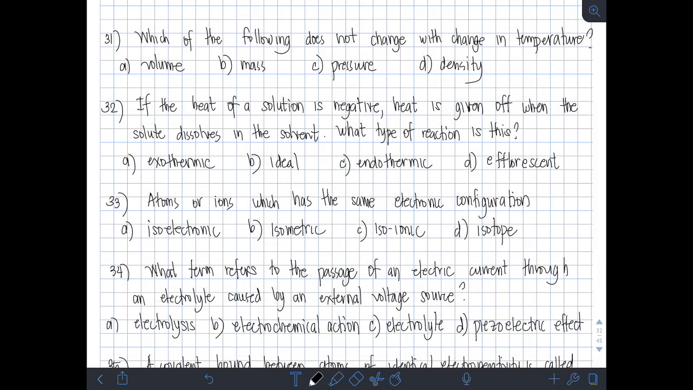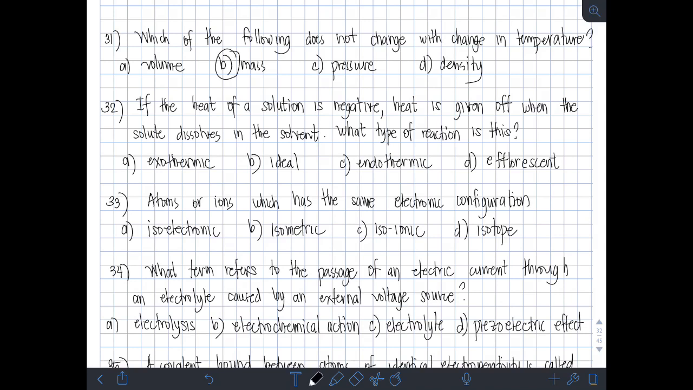Okay? Next, let's have some objective type of questions. So, 31, which of the following does not change with change in temperature? A, volume, B, mass, C, pressure, D, density. So, the correct answer is letter B, mass.